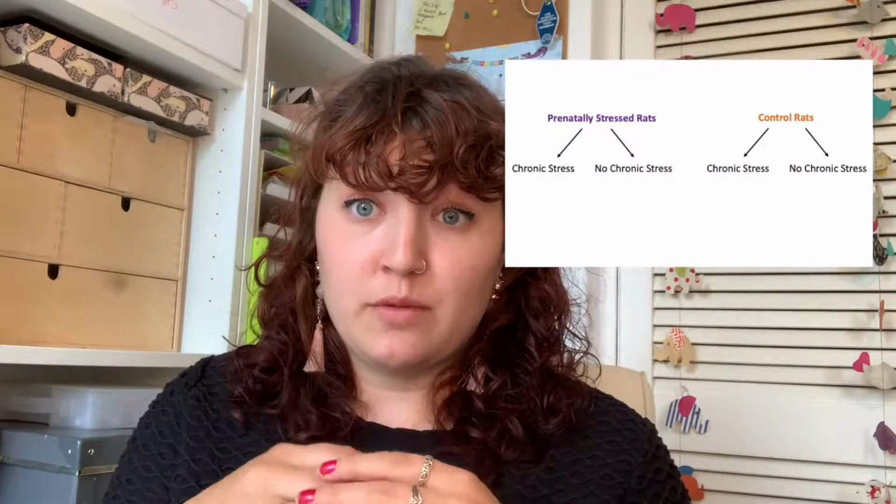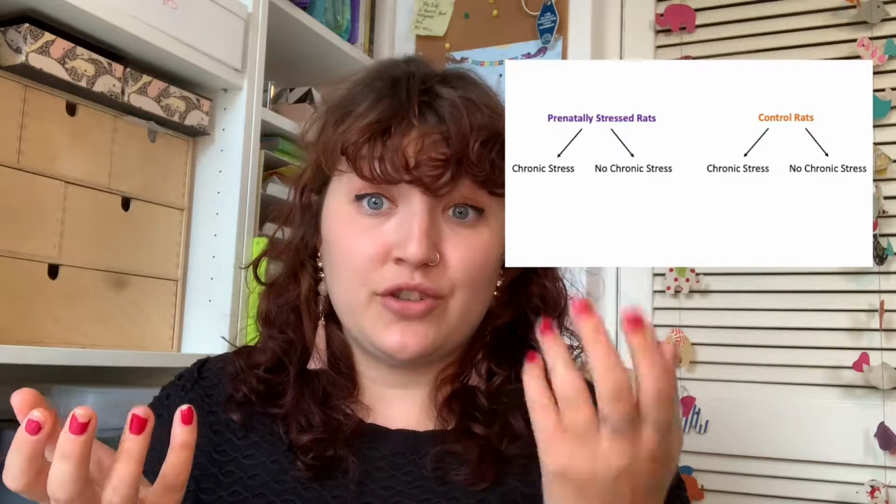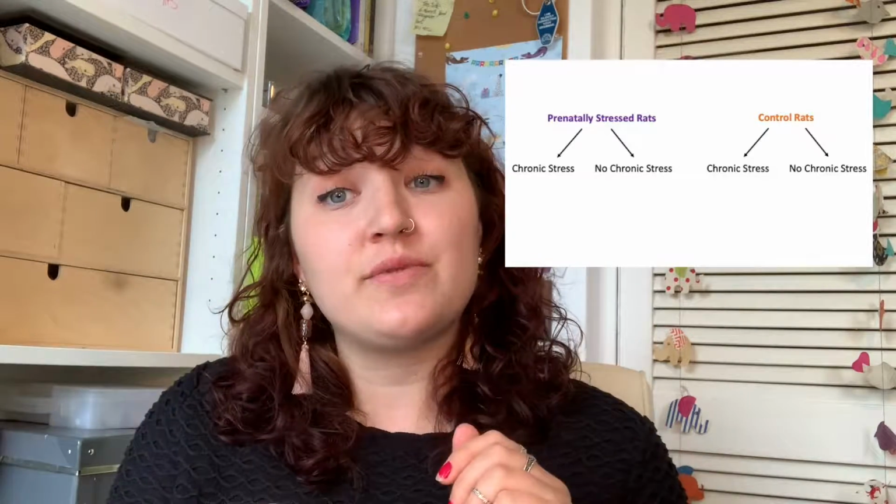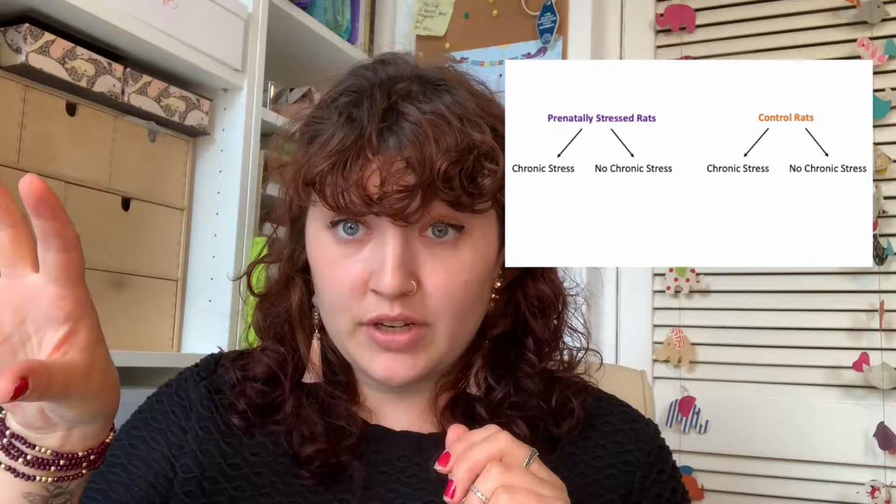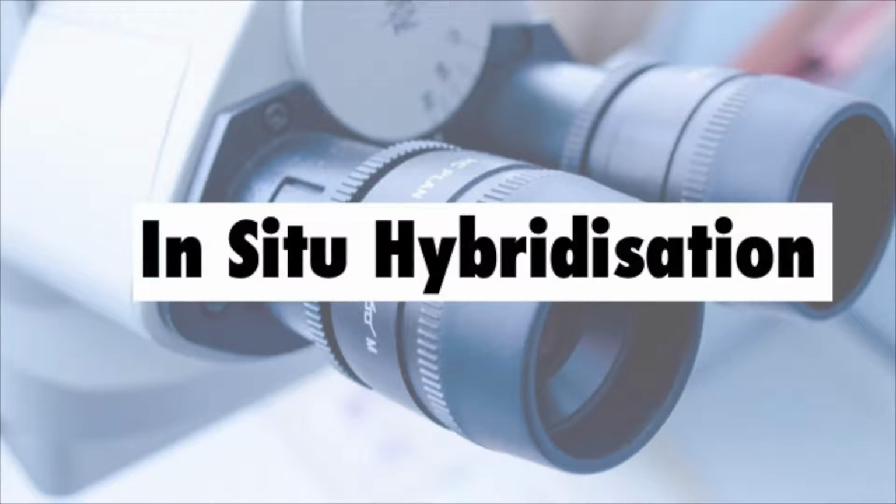So, a quick recap. If you watched the last video, you saw me taking rat brains and cutting them into tiny thin slices and mounting those slices on microscope slides. These were brains from prenatally stressed and control rats that then either received a week of chronic stress or were left alone. Then I tested them for anxiety and then took their brains so that I could look for changes in GABA receptors using in situ hybridization.